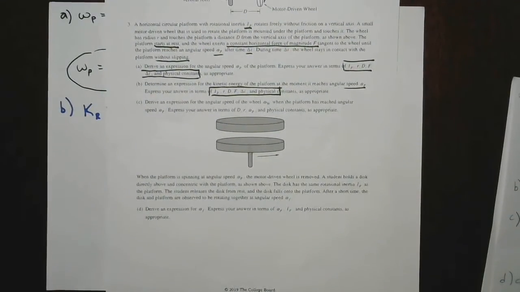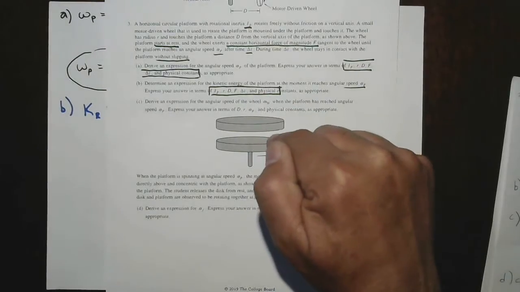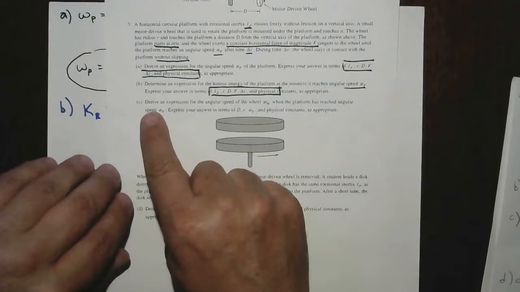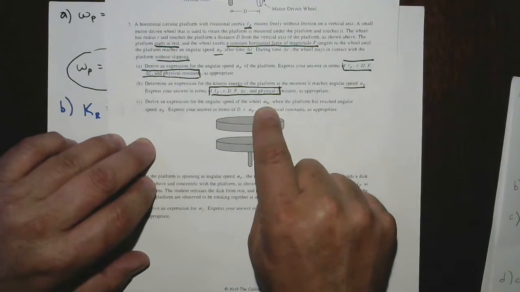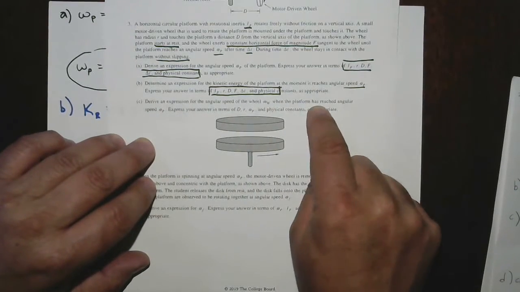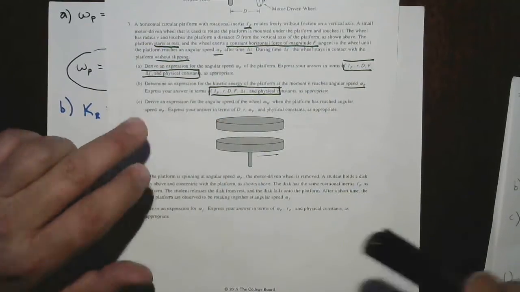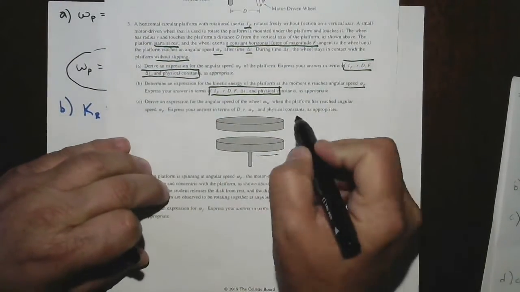Let's look at part C. And of course, we can see if we look ahead that there's another picture. So our wrinkle is coming after C. Okay, C. Derive an expression for the angular speed of the wheel omega w when the platform has reached angular speed omega p. Express your answer in terms of d, r, omega p, and physical constants.